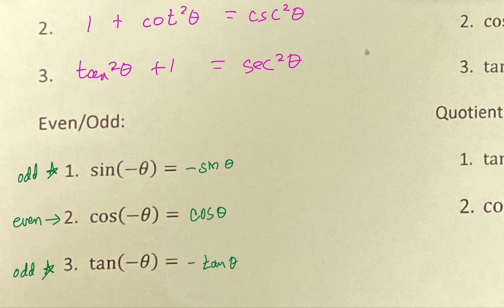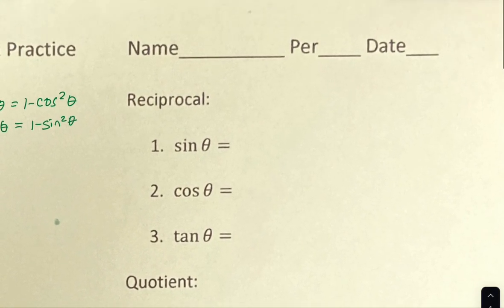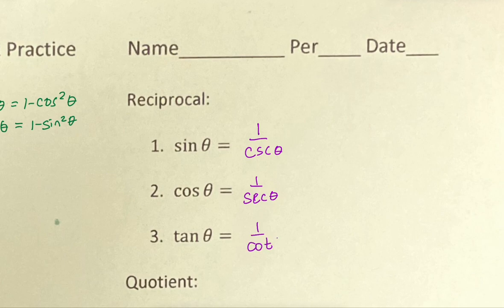Okay. Now let's go and work on our reciprocal identities. The reciprocal of the sine is the cosecant, so that's 1 over the cosecant. The reciprocal of the cosine is the secant, so that's 1 over the secant. And the reciprocal of the tangent is the cotangent, so that's 1 over the cotangent.